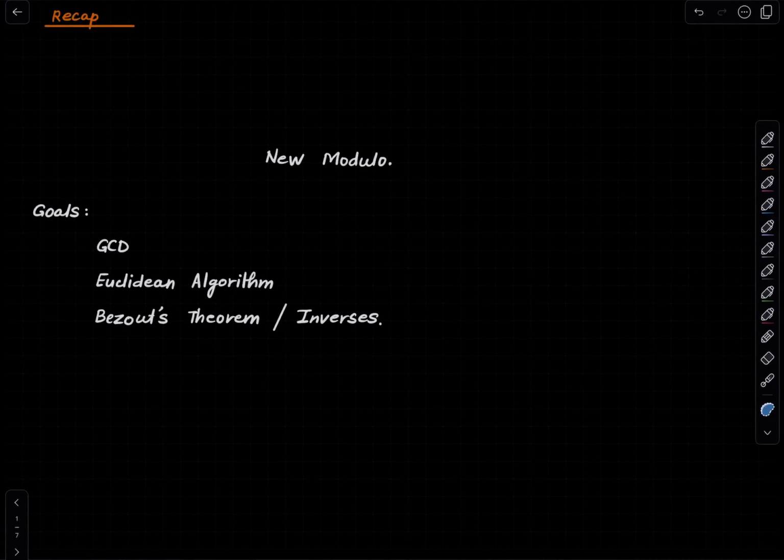Welcome to this lecture series in number theory. We're starting a new module which will be about GCD, or the greatest common divisor. Let's briefly look at what we are going to do in this module. We will of course discuss what a GCD is, and in today's lecture we'll discuss some very basic properties of it and also look at one interesting puzzle.